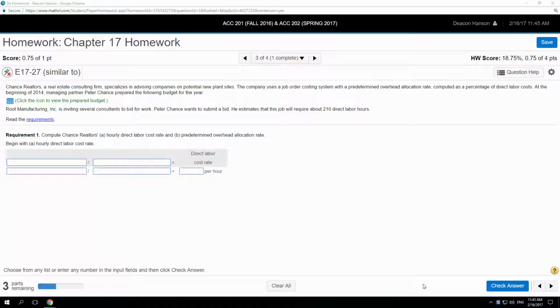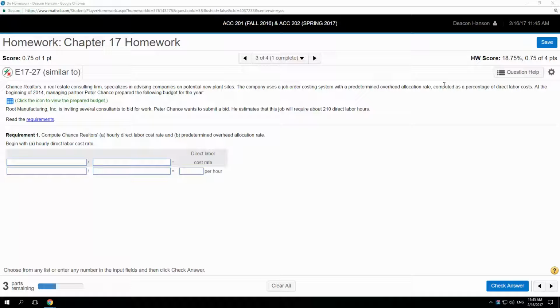Okay, so they changed the company name. It's called Chance Realtors, and it's a real estate consulting firm, and it specializes in advertising companies on potential new plant sites. Same idea, right? Job order costing system with a predetermined overhead allocation rate. And this is where you got to pay attention, because sometimes they change the way you compute the allocation rate.